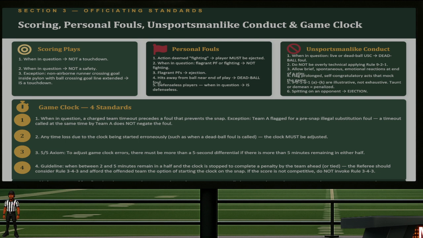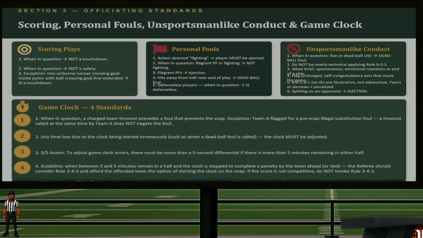Standard 2, when in question whether an act is a flagrant personal foul or fighting, the player is not fighting. The more serious charge requires certainty. Standard 3, players committing flagrant personal fouls must be ejected. Standard 4, regarding hits away from the ball near the end of the play, when in question, consider it a dead ball rather than a live ball foul. Standard 5, regarding defenseless players, when in question, a player is defenseless.